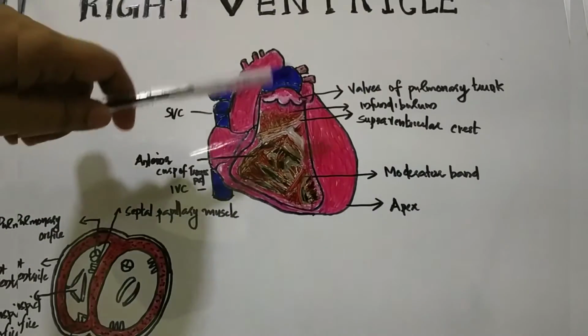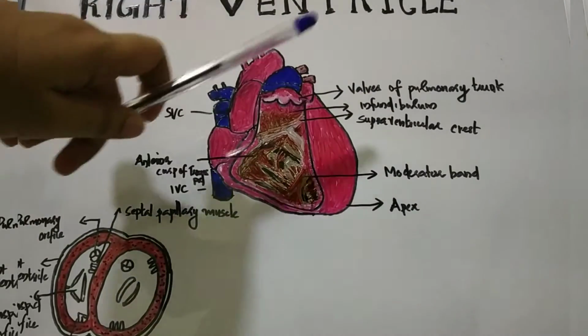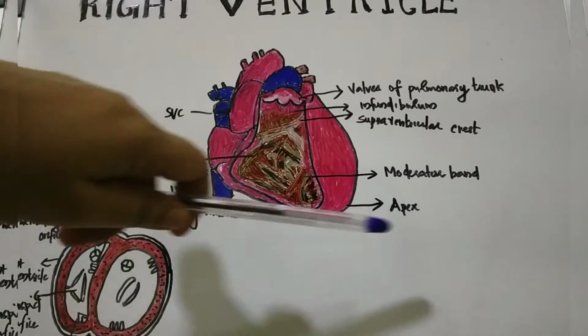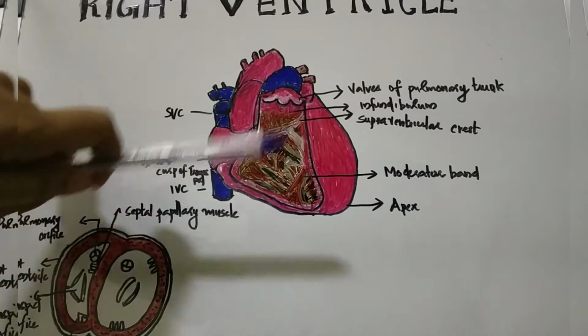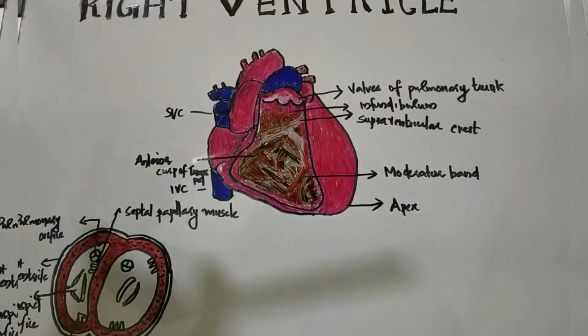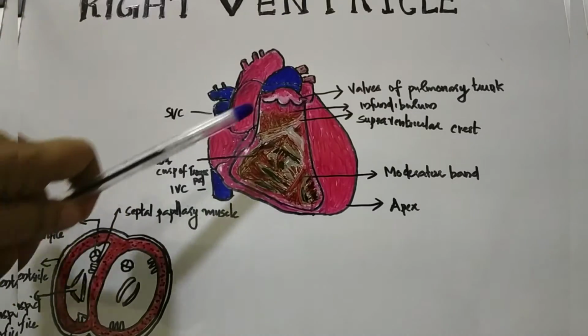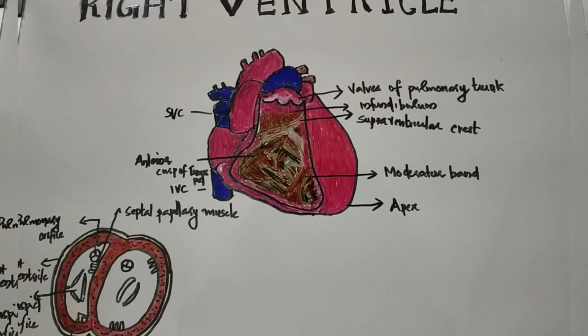So first we will discuss the external features. Externally it has two surfaces, the sternocostal surface or the anterior surface, and also the inferior or the diaphragmatic surface. And externally it is separated from the atrium by the atrioventricular groove.